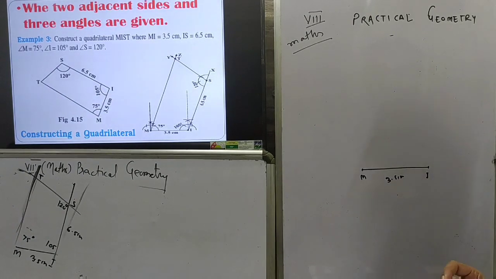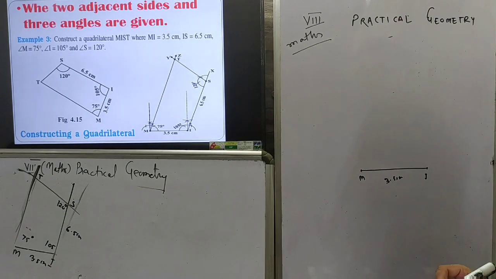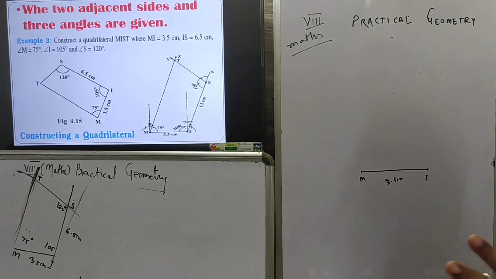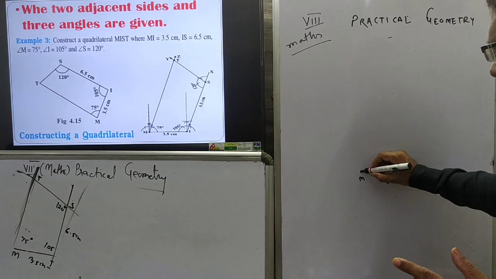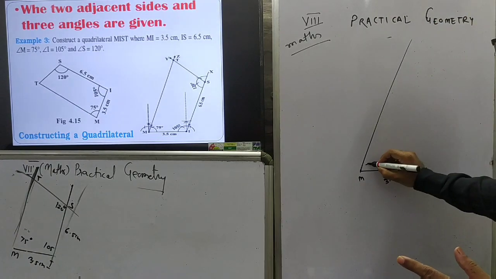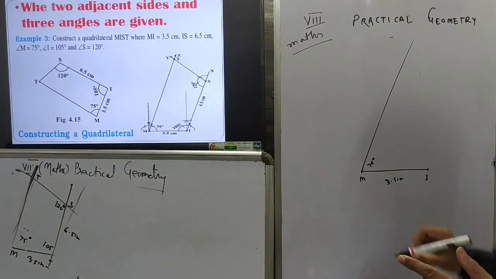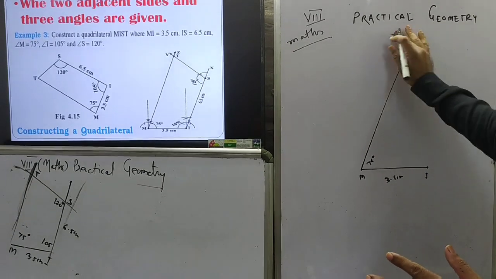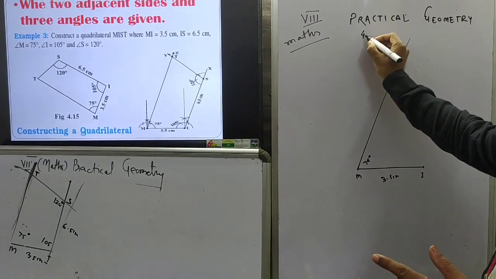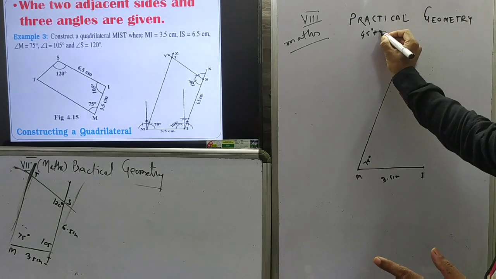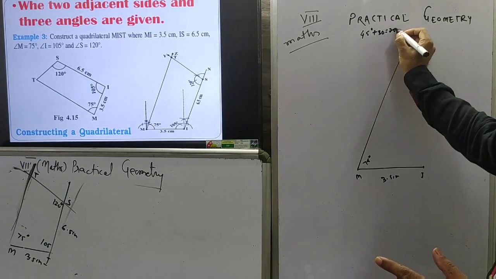MI is 3.5 centimeter. At M, there is angle M of 75 degree. You can construct angle 75 degree. So construct angle M 75 degree. How to construct angle 75 degree? You can construct 45 degree plus 30 degree, that is equal to 75 degree.